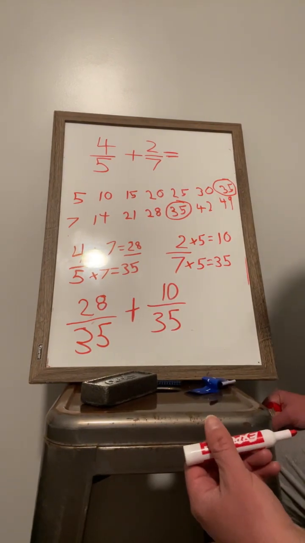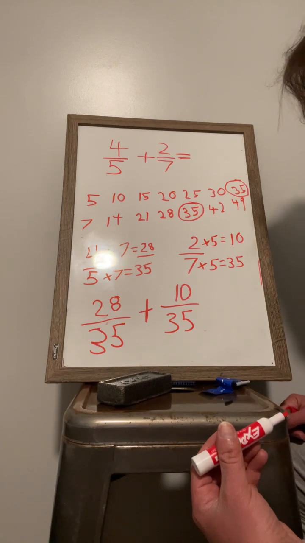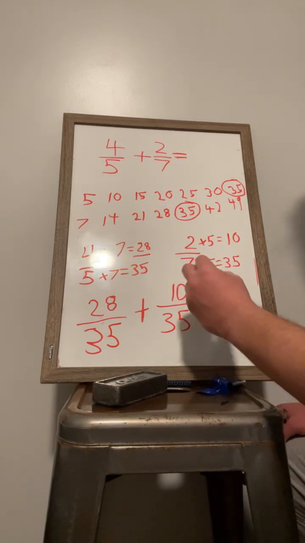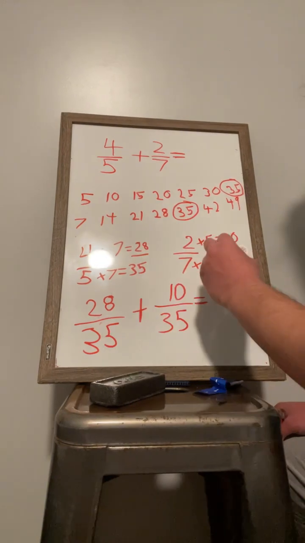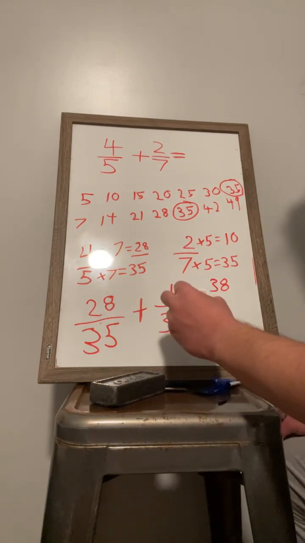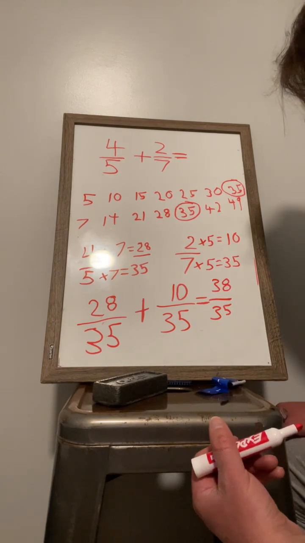Now that we have a common denominator, we can add the two fractions. So when we add fractions with like terms, we add the numerators and then we keep the denominator the same. So 28 plus 10 would equal 38. The denominator would be the same, so 38/35ths is our answer so far.